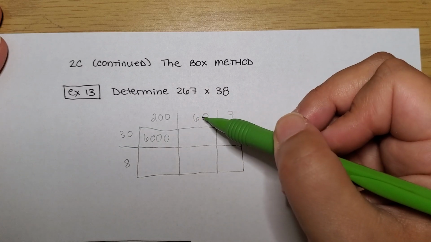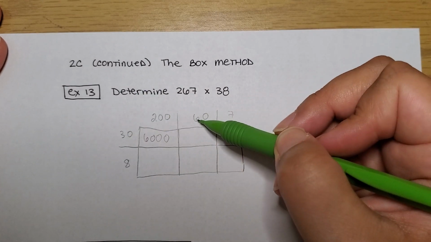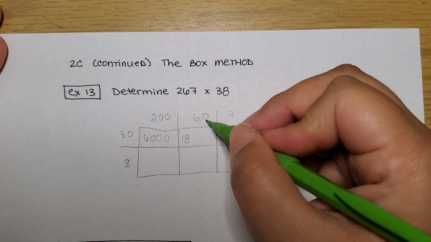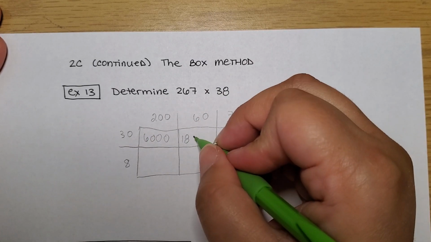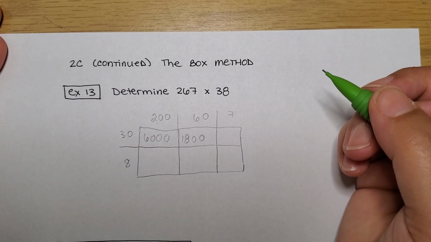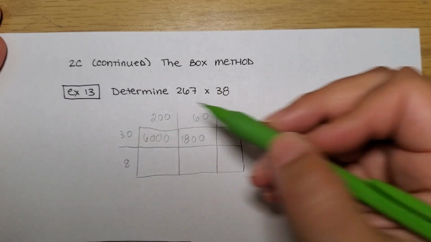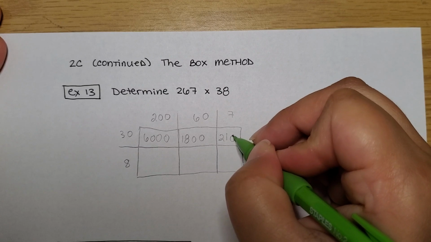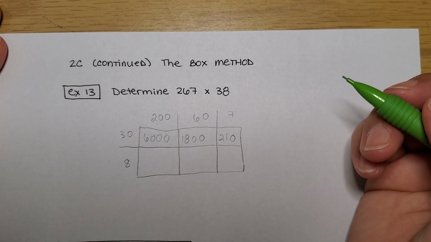So for 30 times 60, 3 times 6 is 18. And then I had 2 zeros that I'm going to have to add on. And lastly, 3 times 7 is 21. And we only have 1 zero in this case.